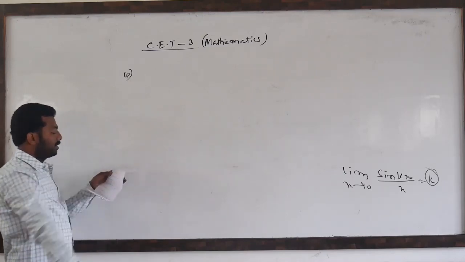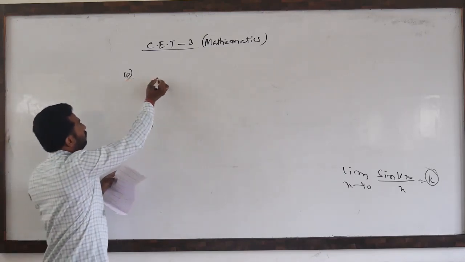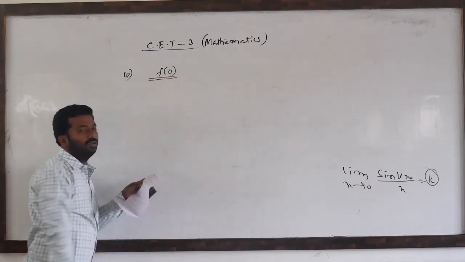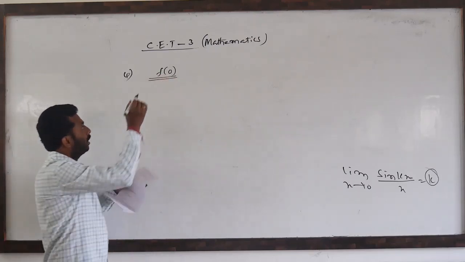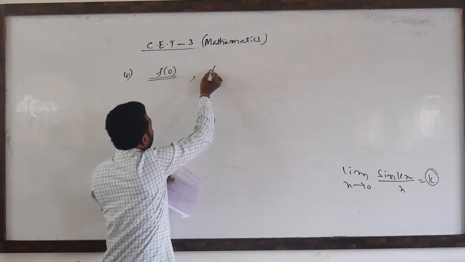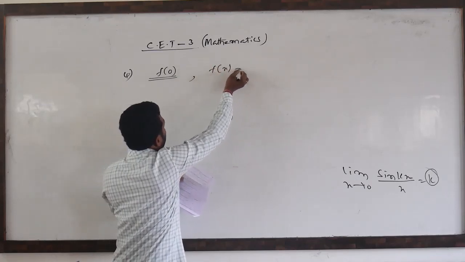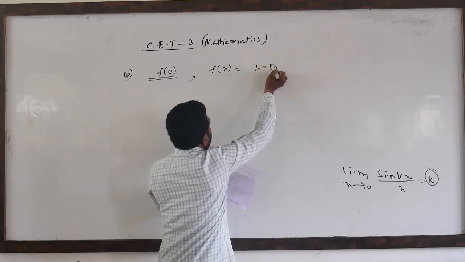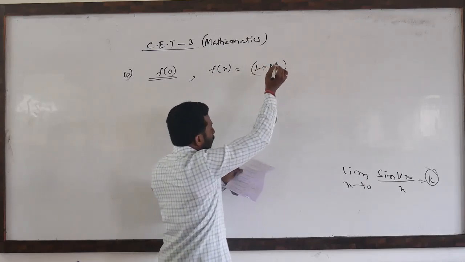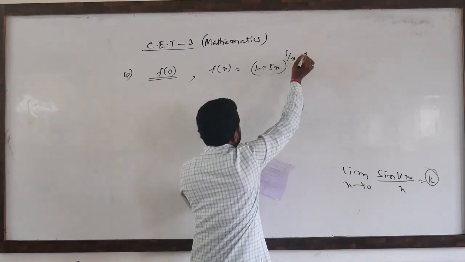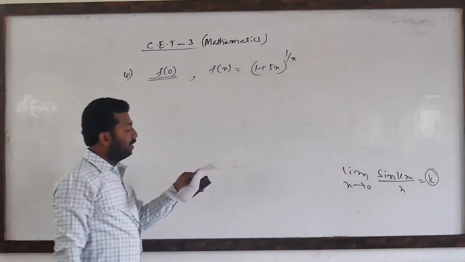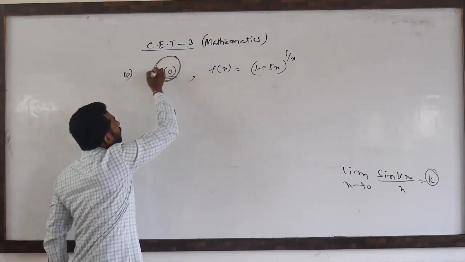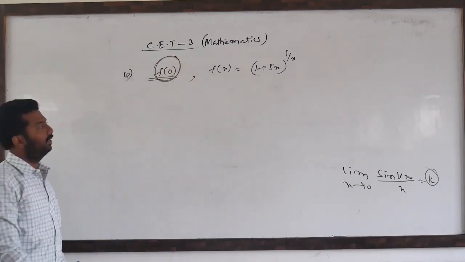How they are asking the question: find the value of f of 0, the value of the function at x equal to 0. Again, how they define f of x equal to 1 plus 5x whole to the power 1 by x. So this function is continuous at x equal to 0. So finally what we have to calculate is f of 0.